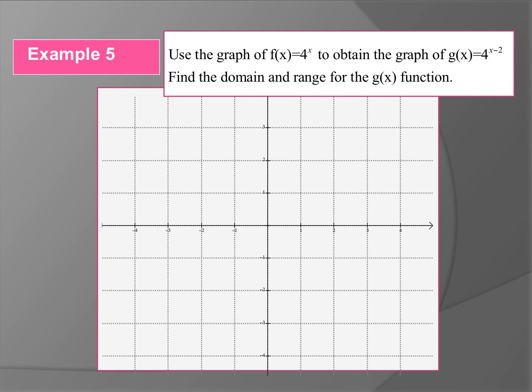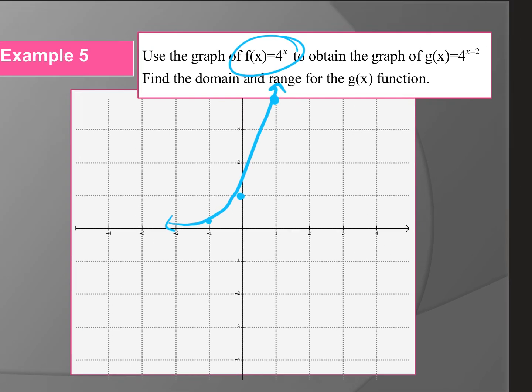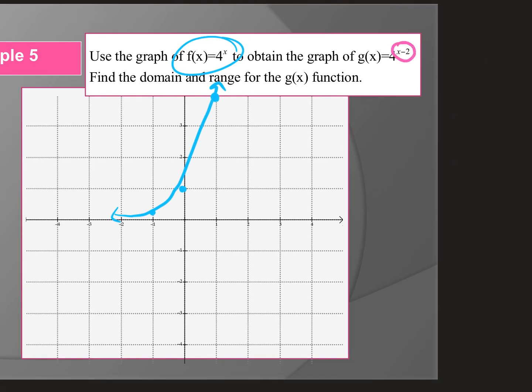In this example, we're doing the same thing. So again, we start with our basic 4 to the power of x graph. So we have 1/4, 1, and 4. That's my basic graph. Now when I subtract 2 directly to the x, that's going to shift our graph to the right. So we're going to the right 2.